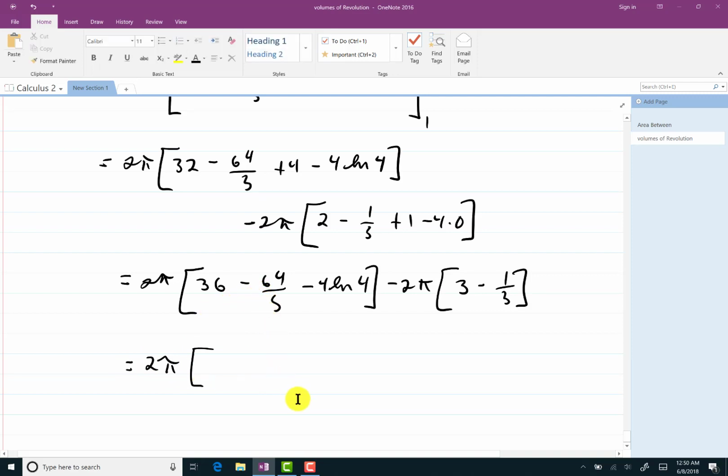That is a horrible looking 3. Let me change that thing. That's terrible. The excitement gets me sometimes. I can do this in my head. If you think of this as 108 over 3, and you're subtracting 64. What is 108 minus 64? It's 44. Minus 4 ln 4 minus 2 pi. Think of this as 9/3, so this will be 8/3.